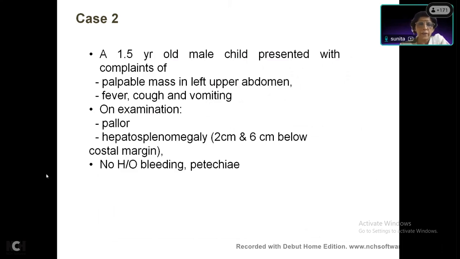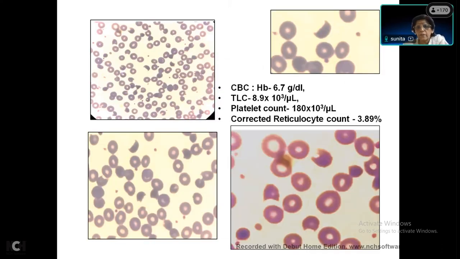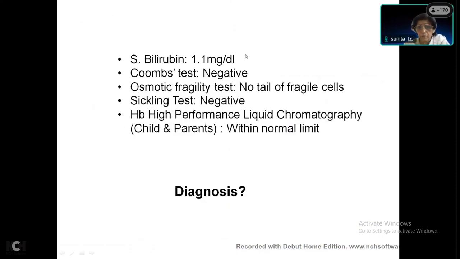Next case is a 1.5-year-old male child who presented with hepatosplenomegaly and pallor with fever, cough and vomiting, and the clinical diagnosis suspected was hemolytic anemia. Now this is the CBC finding. The patient is severely anemic. The retic count is high, so the marrow is adequately responding. This is the peripheral smear finding. You can see there are cells as if a bite is taken from them, which I have shown you earlier also. These are typically seen in this patient. Bilirubin is almost normal.